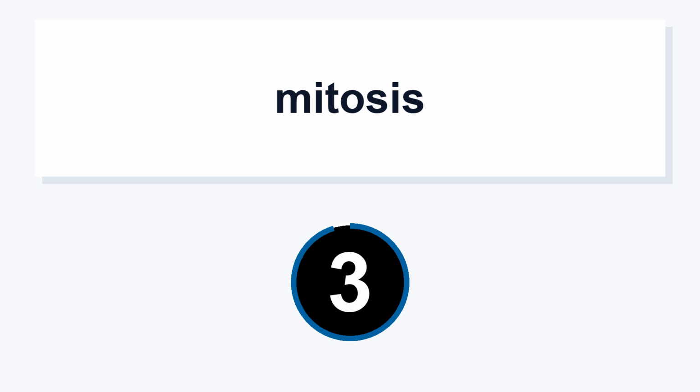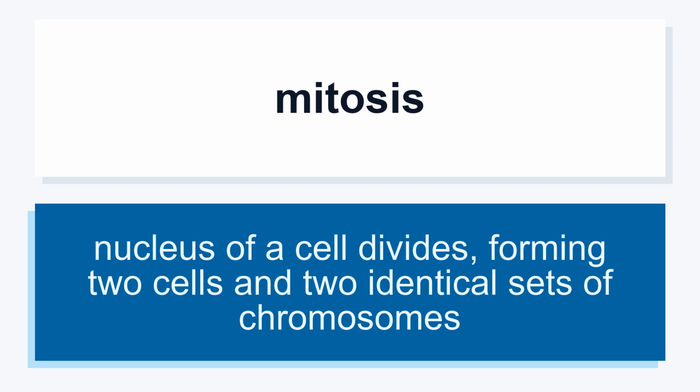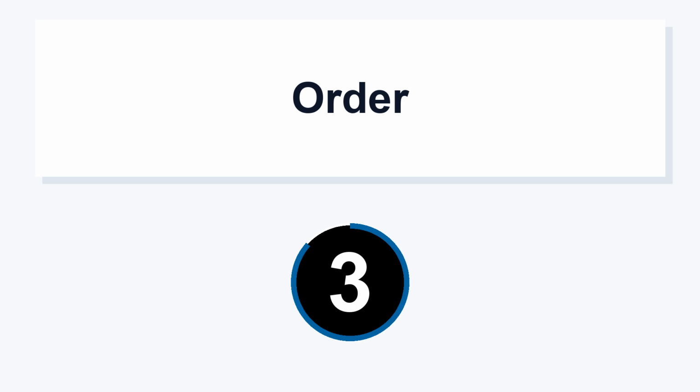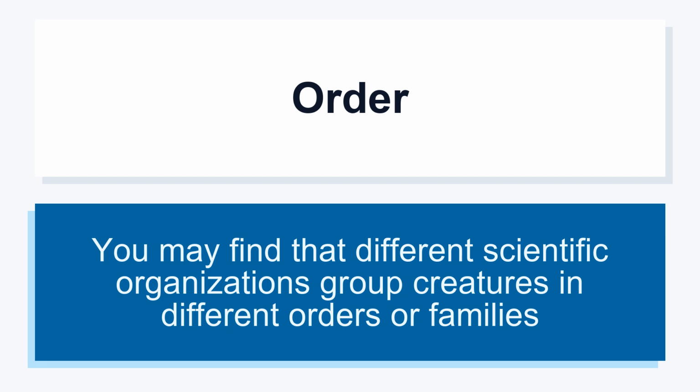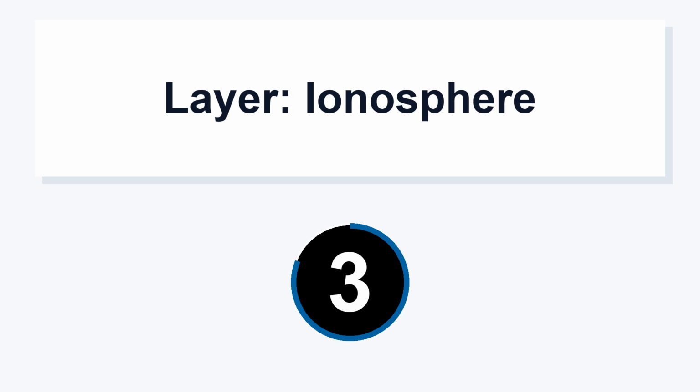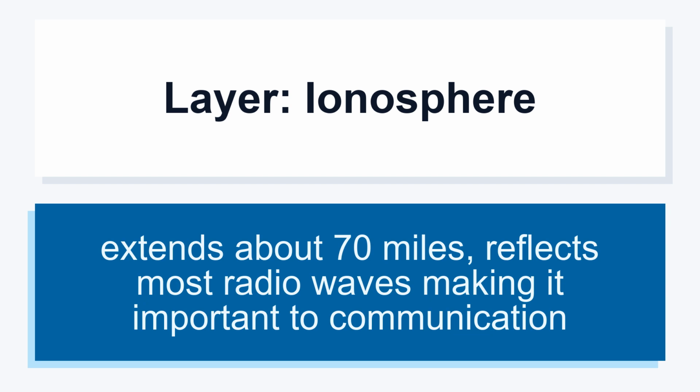Mitosis: the nucleus of a cell divides, forming two cells and two identical sets of chromosomes. Order: you may find that different scientific organizations group creatures in different orders or families. Layer, ionosphere: extends about 70 miles, reflects most radio waves, making it important to communication.